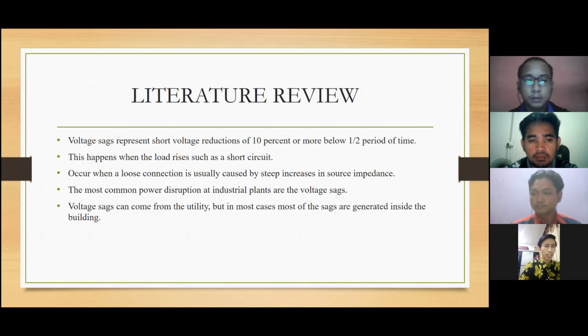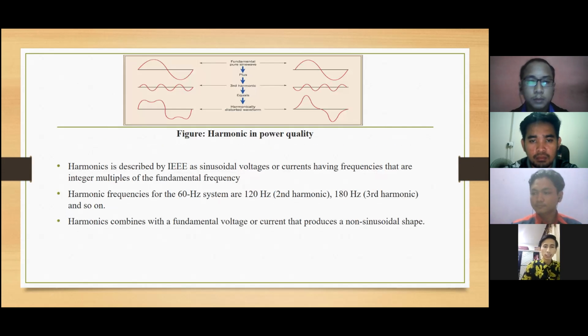Okay, for the harmonic, you can see the picture next. Harmonic is described by IEEE as sinusoidal voltage or current having frequencies that are integer multiples of the fundamental frequency at which the power system is designed to operate. This means that the harmonic frequencies for a 60 Hz system are 120 Hz for the second harmonic, 180 Hz for the third harmonic, and so on. Harmonics combined with a fundamental voltage or current produce a non-sinusoidal shape, thus creating a problem of waveform distortion of power quality.